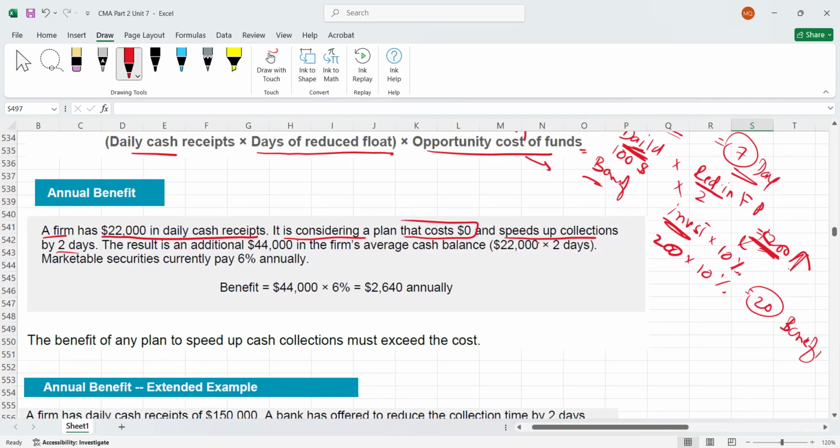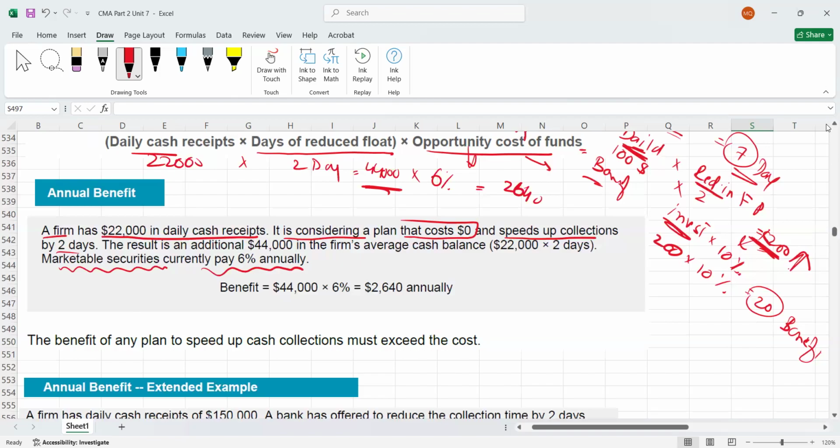So daily cash receipt is 22,000, and the days of reduced float is 2 days. This will give you an increase in cash balance, which is 44,000. This 44,000 you will multiply with the opportunity cost. They're saying marketable securities, where you can invest this 44,000, currently pay 6% annually. So you will multiply with the 6%. This is going to give you a benefit of 2,640.